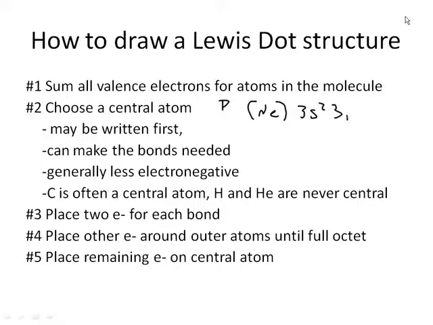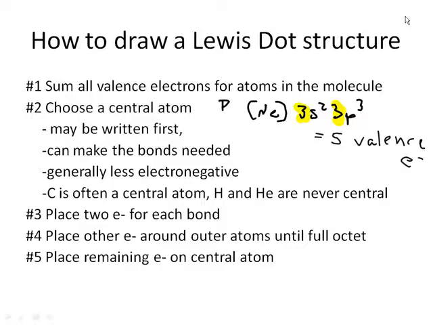So the valence electrons for phosphorus are those in the outermost shell. When we look at the electron configuration, we can see that the outermost shell for phosphorus is shell number 3. That means the number of valence electrons that phosphorus has is 5. So it has 5 outermost electrons. That's just a review of how we figure out valence electrons.